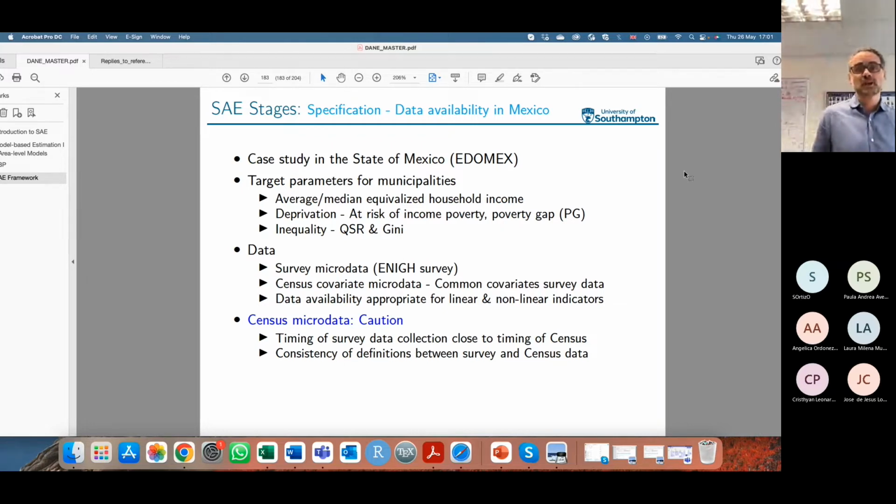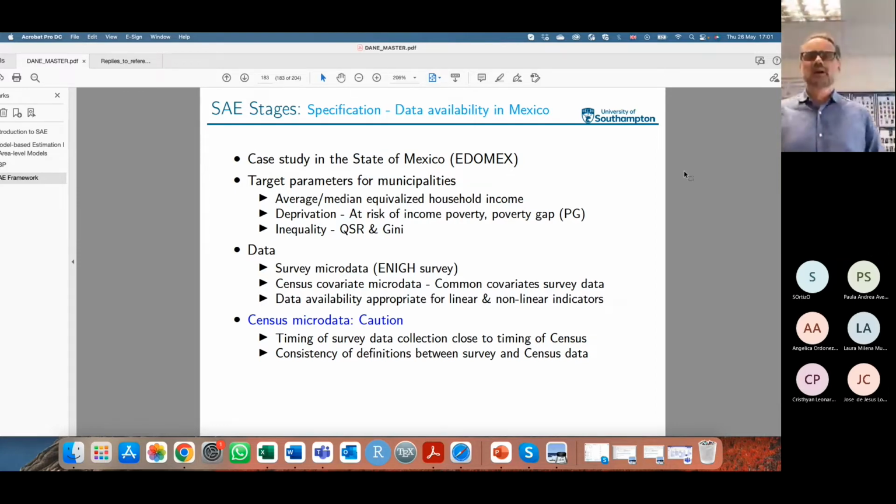You're interested in some kind of basic average or median equivalized income, some deprivation indicators such as the at risk of income poverty or poverty gap, potentially some inequality measures as well. But let's forget about the inequality measures at this point and think about the kind of standard poverty indicators. The data that were available in the case of the application in the State of Mexico were survey microdata, which sounds like the data that you have in your household survey, if I pronounce that correctly.